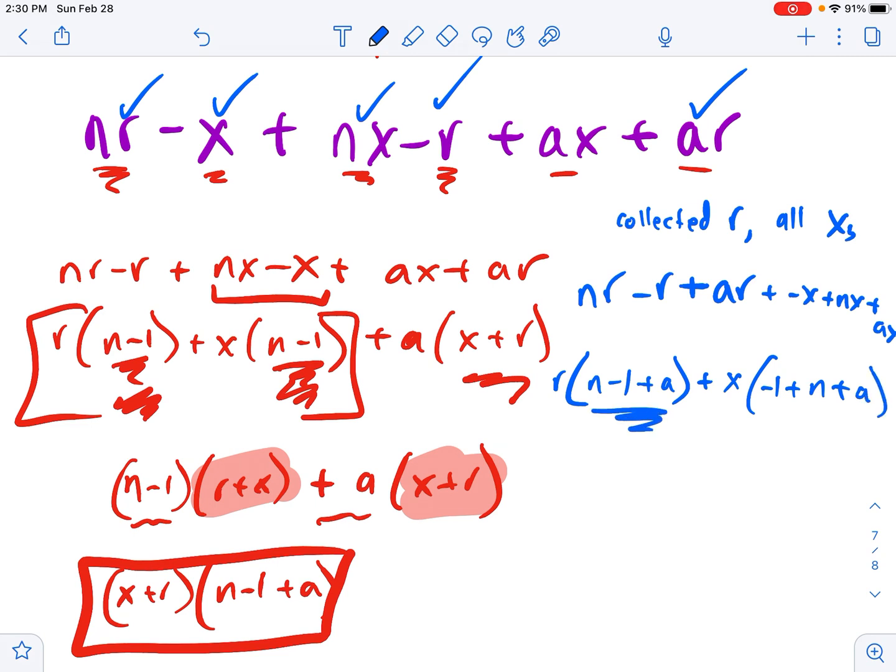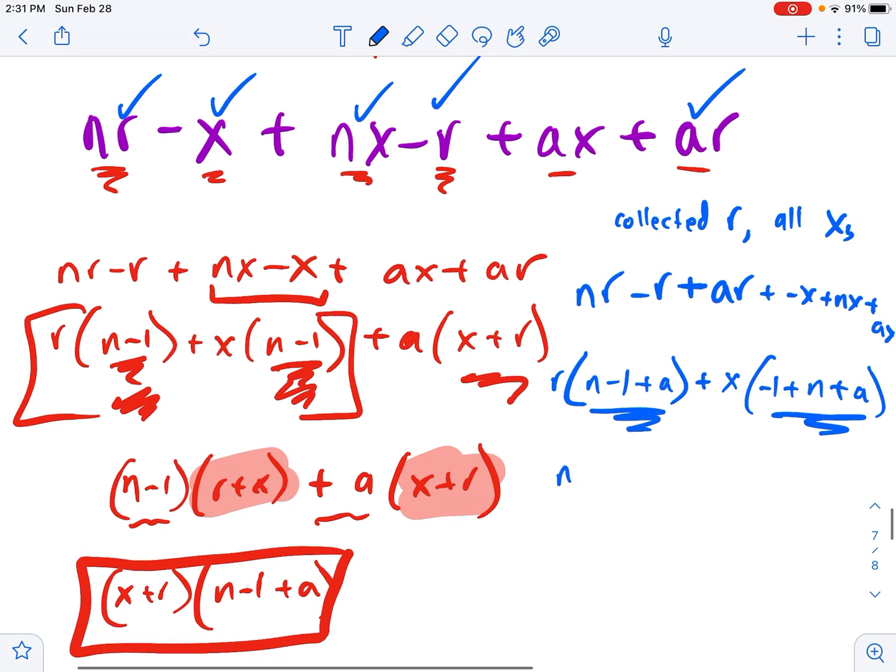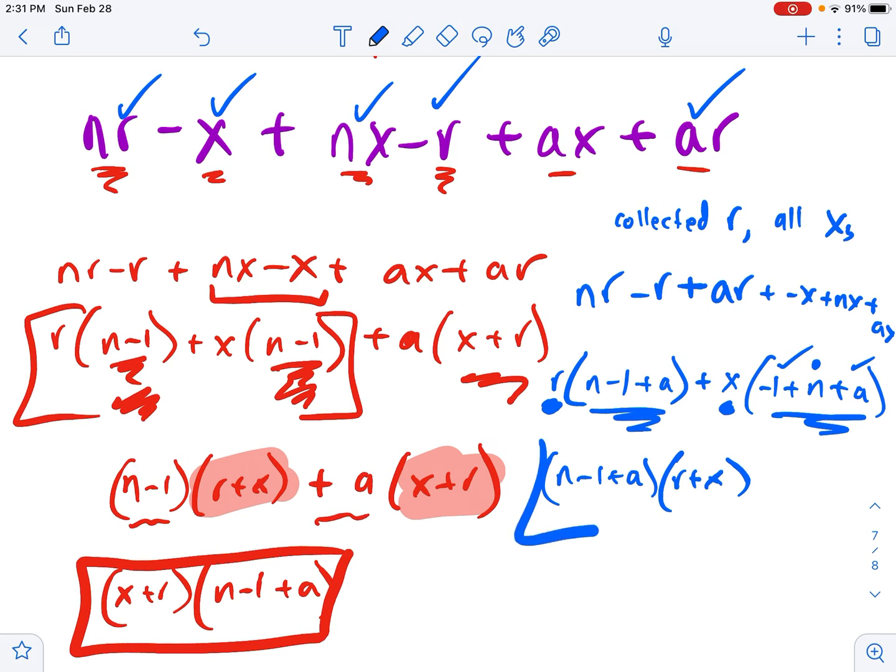Now, I know these have to be the same. They're not looking the same. Oh, but actually, I could rearrange it and use the commutative property and just say n and then minus 1 plus a. So these are the same, actually. And then I'd have an r and an x. Oh, and that is exactly the same answer. Cool. So that does work out. Nice.